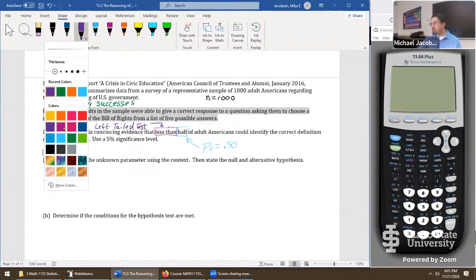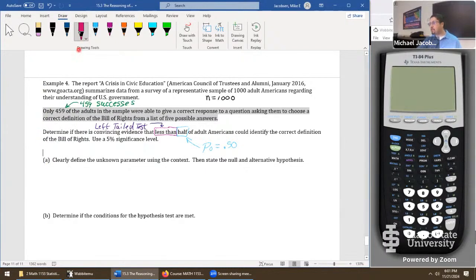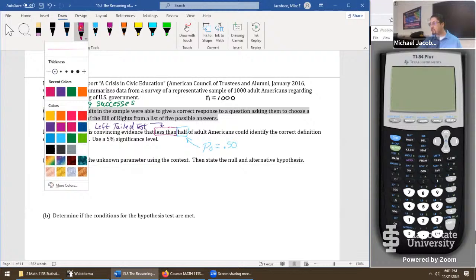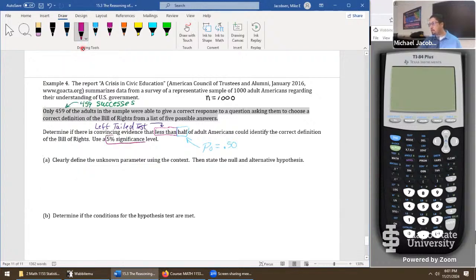This part right here is also important. Use a 5% significance level. This is telling us alpha equals 0.05. So we're trying to find a p-value below that in order to accept the alternative hypothesis. And I think that's pretty much the whole context so far.